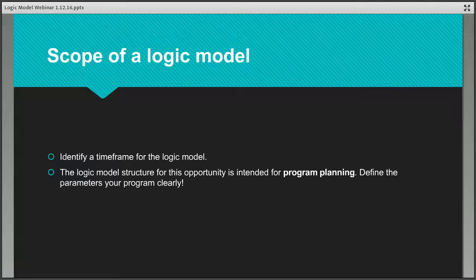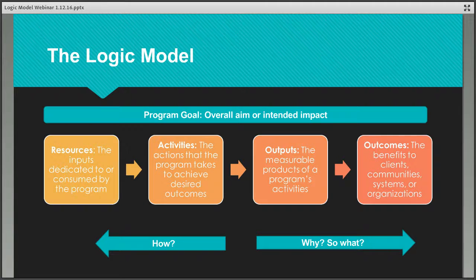The logic model structure is also intended for program planning. So you really want to think about defining the parameters of your program clearly. For the logic model, we really want to think about this in a series of components. The components include the problem statement, the goal statement, the resources, activities, outputs, and outcomes.